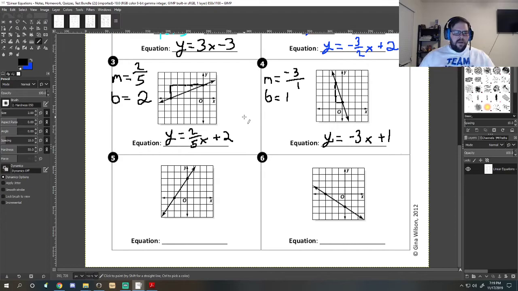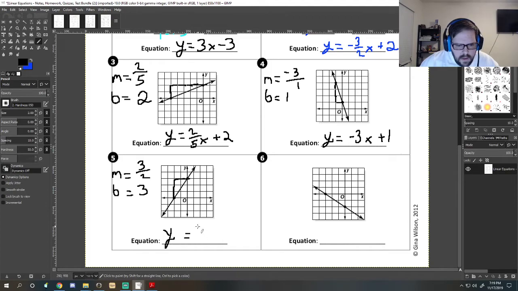All right. So number 5, I'm just going to get right into it. My M is going to be over here, and my B, 1, 2, 3, 1, 2, 3, 1, 2. So this is going to be y equals 3 over 2 x plus 3. Did you guys get that?